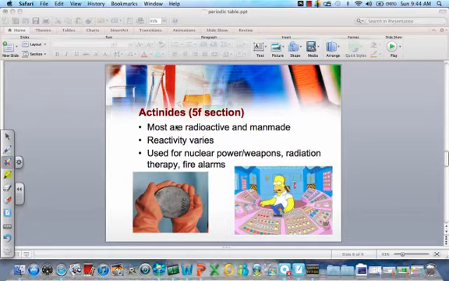The reactivity is going to vary, and this is the family that contains things that we use for nuclear power and weapons. We also have elements in there that are used for radiation therapy. So when you go to the hospital, if they're treating for cancer, they can use radiation therapy, and fire alarms, surprisingly enough.